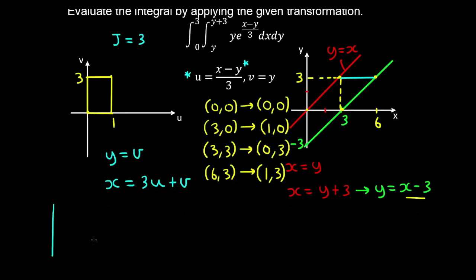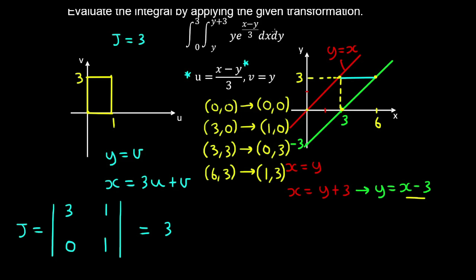And the Jacobian is obtained by writing it in determinant form. So the first entry is the partial of x with respect to u, and then we have the partial of x with respect to v, and then the partial of y with respect to u, and the partial of y with respect to v. So this determinant gives 3, being the Jacobian of this transformation.